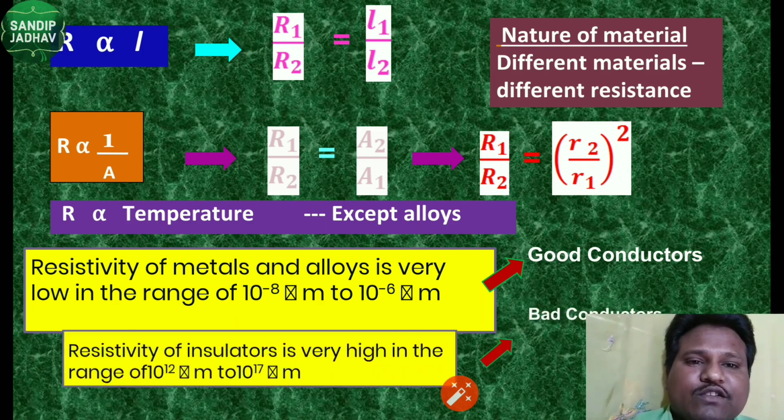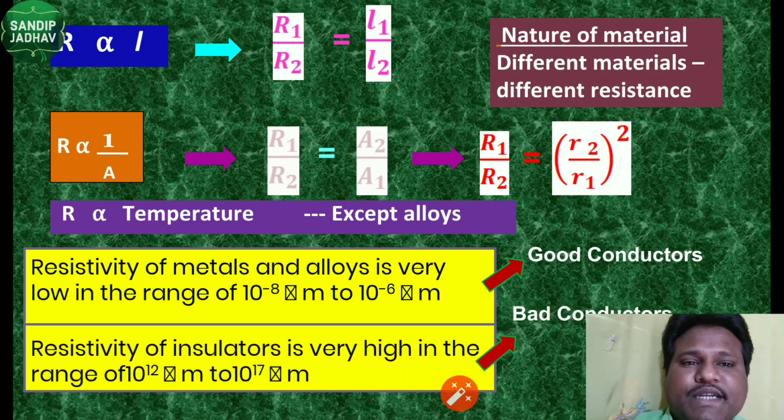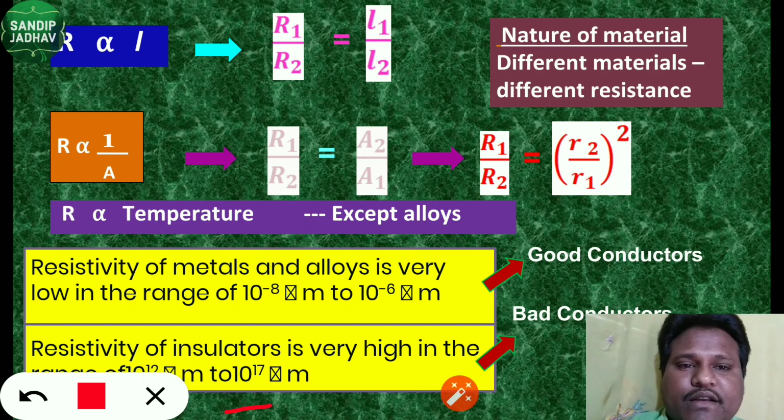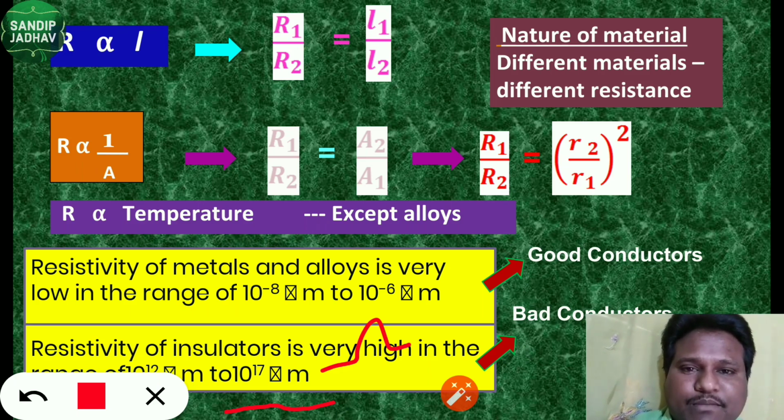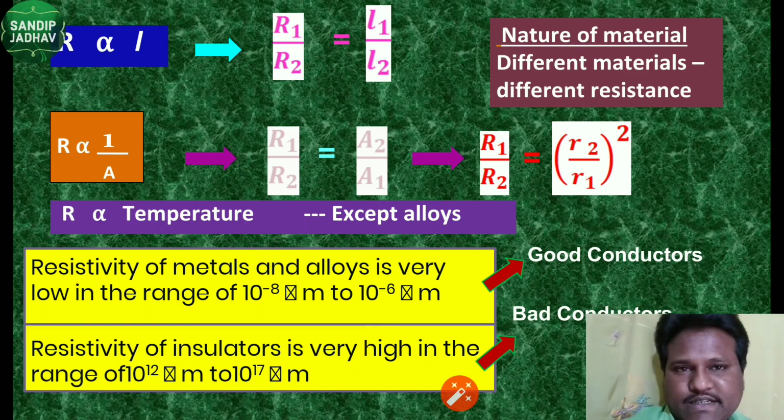In case of insulators, the resistivity is very high, in the range of 10 raised to power 12 ohm meter to 10 raised to power 17 ohm meter. So in this case resistivity is very high, so obviously they will oppose the flow of current, so they are bad conductors of electricity.